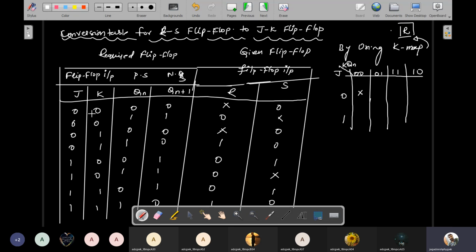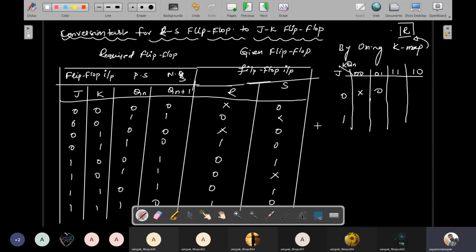See, if J is 0, K and Qn both are 0, then your R is simply, for only R, you don't write the S value, you will write only the R value. So at that time the R value is an indeterminate case, so that's why simply put X. So 0, 0, 1: take J is 0 and K is 0, Qn is 1. Where is the Qn 1? 0, 0, Qn 1. At that time your R is showing 0. Okay, so simply put that 0.